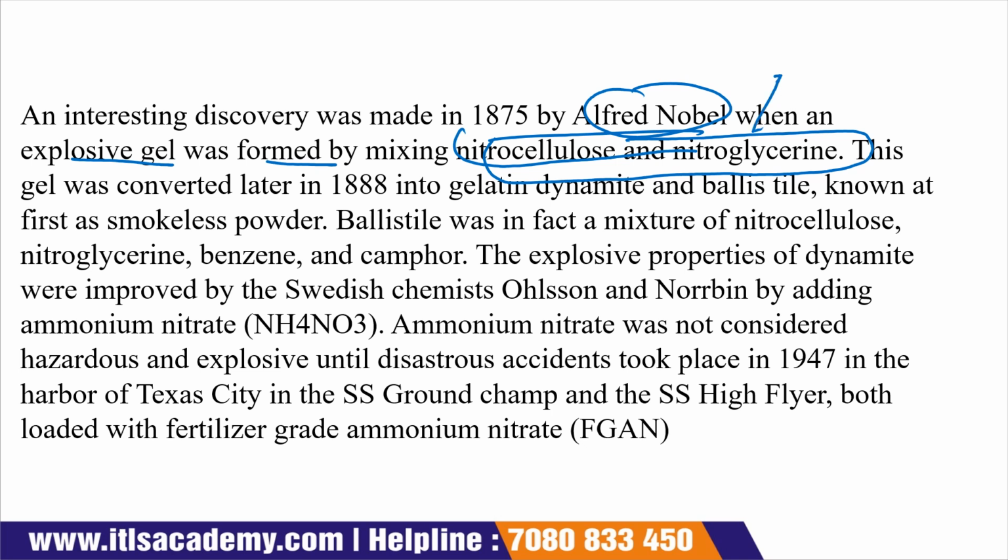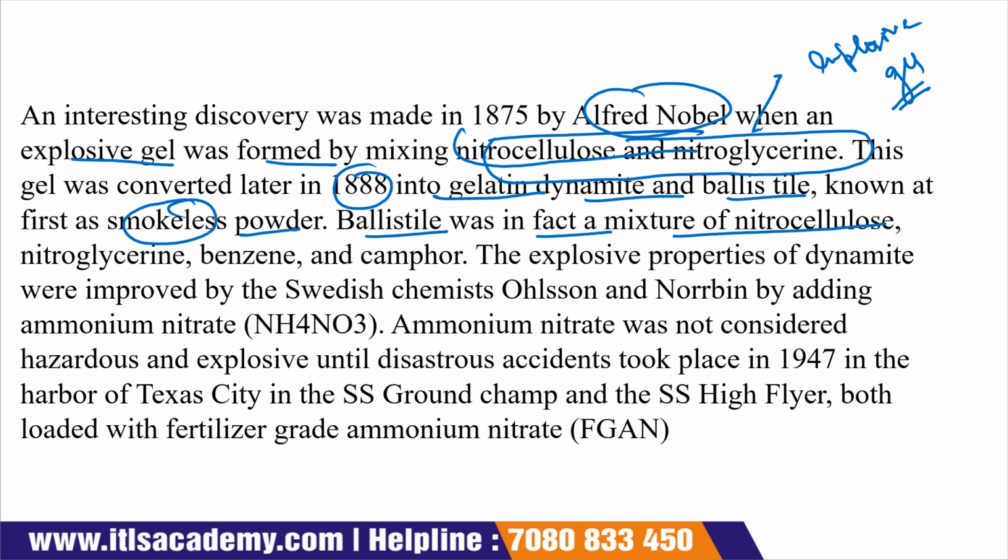This explosive gel, made of nitrocellulose and nitroglycerine, was then converted in 1888 into gelatin dynamite and ballistite, which is known as the first smokeless powder. Ballistite was in fact a mixture of nitrocellulose, nitroglycerine, benzene and camphor.